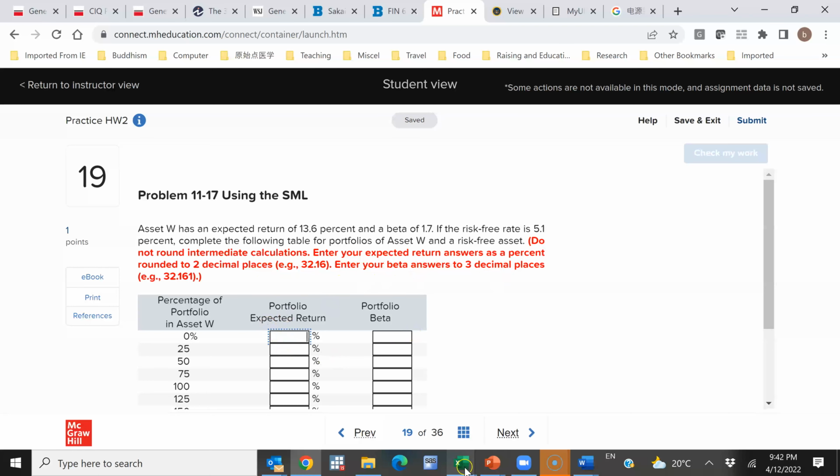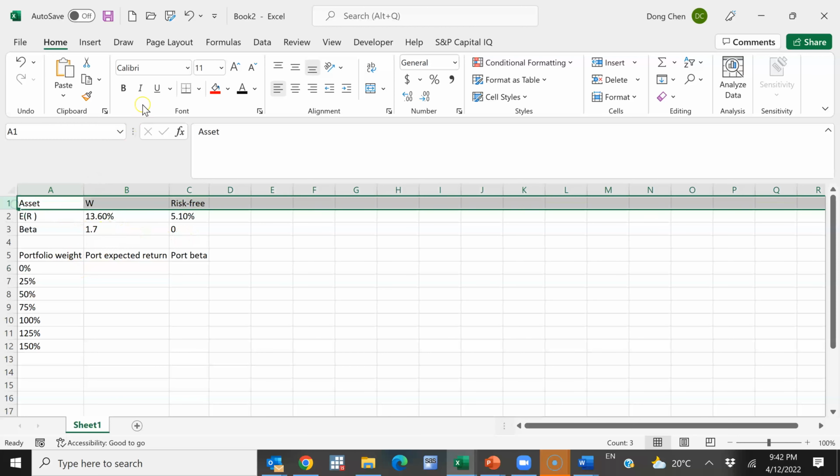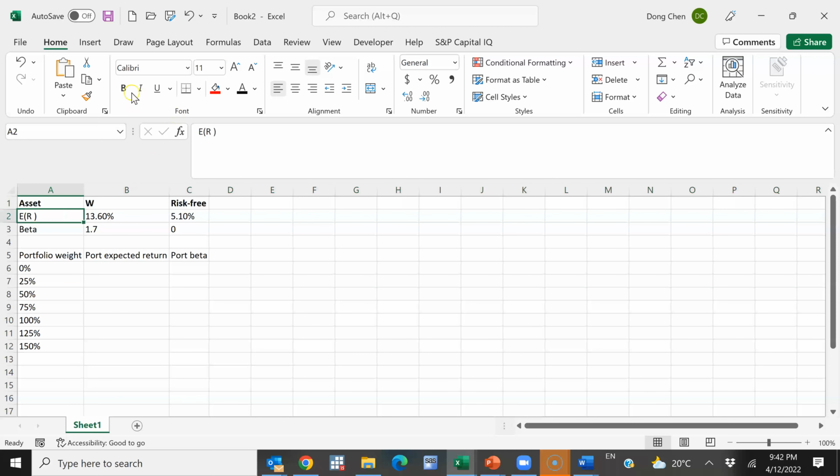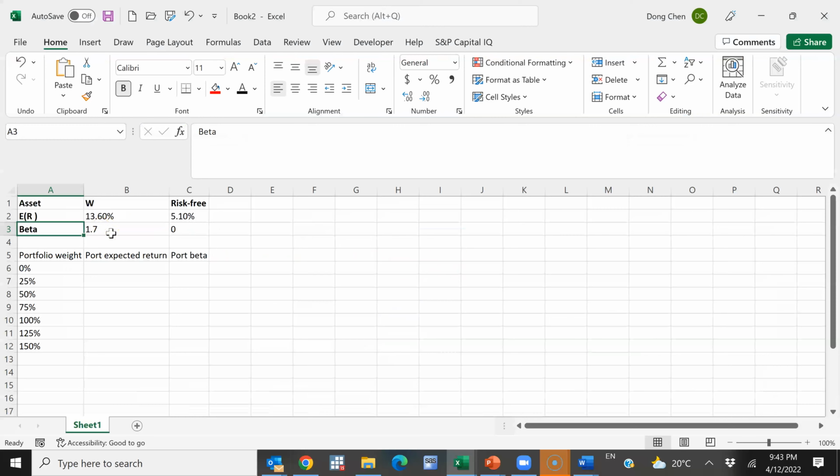So first thing I would like to do is to put everything in my Excel worksheet. We have two types of asset, right? W and risk-free asset. And we are told the expected return for each asset, and beta. So W has expected return of 13.6% and beta is 1.7, and risk-free rate has 5.1%, and obviously beta is 0, right? So given the different portfolio weights, we can calculate the portfolio return.